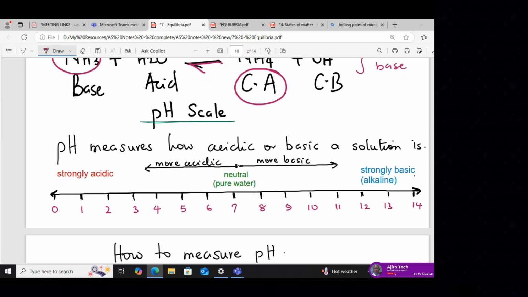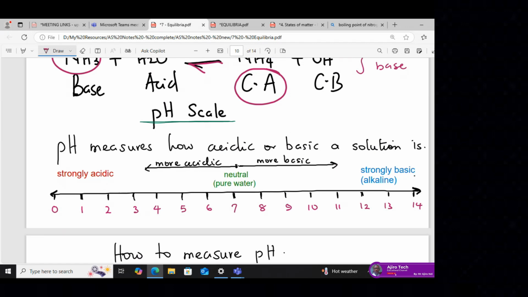What's the pH of a neutral solution, like water? 7. A pH above 7 is basic or alkaline. A pH below 7 is what? Acidic. Which pH is strongly acidic? pH of 0, 1, and 2. Strongly alkaline or strongly basic? 12, 13, and 14. Am I right? Yes. Magnesium hydroxide is a weak alkaline. Suggest a value for its pH.